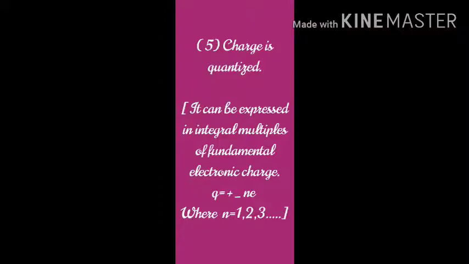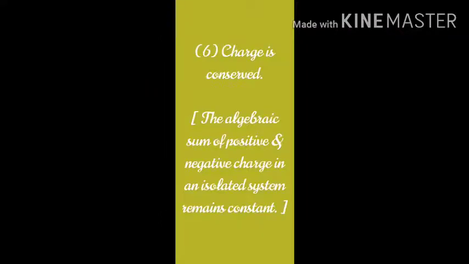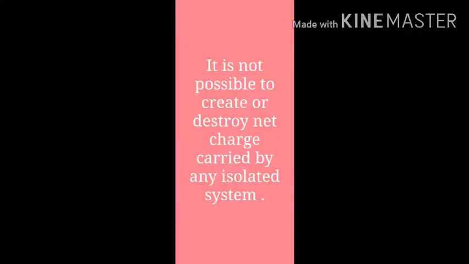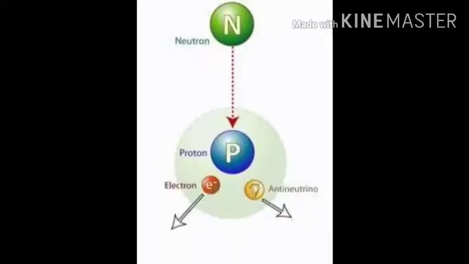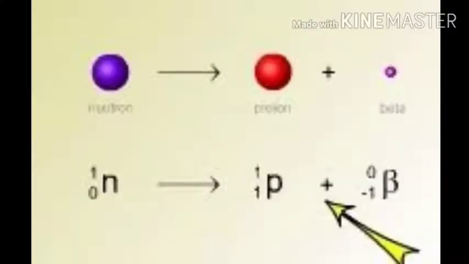Number 6: charge is conserved. When a glass rod is rubbed with silk, negative charge appears on the silk and an equal amount of positive charge appears on the glass rod. The algebraic sum of positive and negative charge in an isolated system remains constant. Point to be remembered: it is not possible to create or destroy the net charge carried by an isolated system, although the charge carrying particles may be created or destroyed in a process. Sometimes nature creates charged particles, as a neutron turns into a proton and an electron.